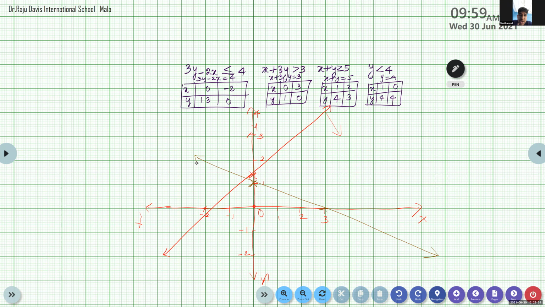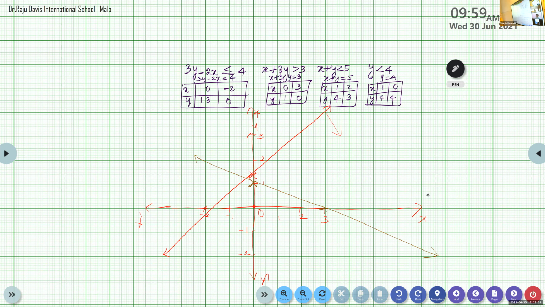Ma'am, for the second, which equation? Second equation, x plus 3y equal to 3. Ma'am, it will go above. Above, good. When you put 0, 0, 0 greater than 3 is false. So, above this line, okay.